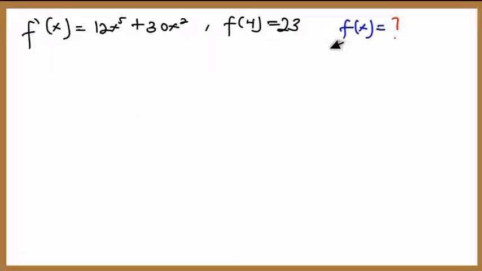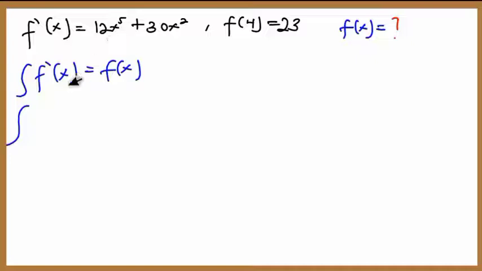Now before we can get this f of x, you have to integrate the whole of this one. So that equals our f of x. So now, integral of 12x to the power 5 plus 30x to the power 2.